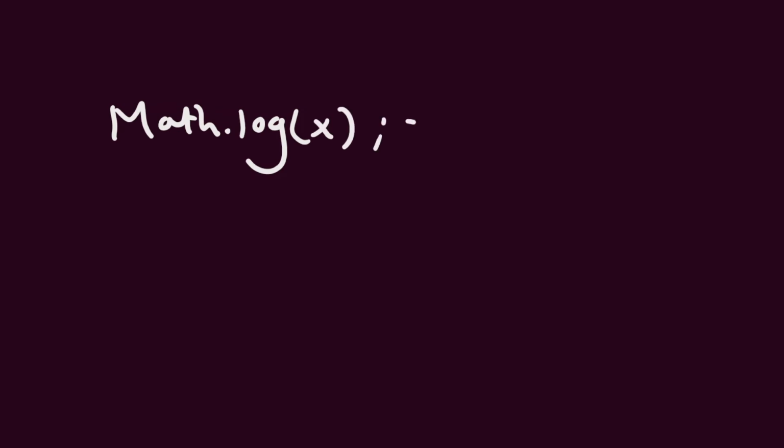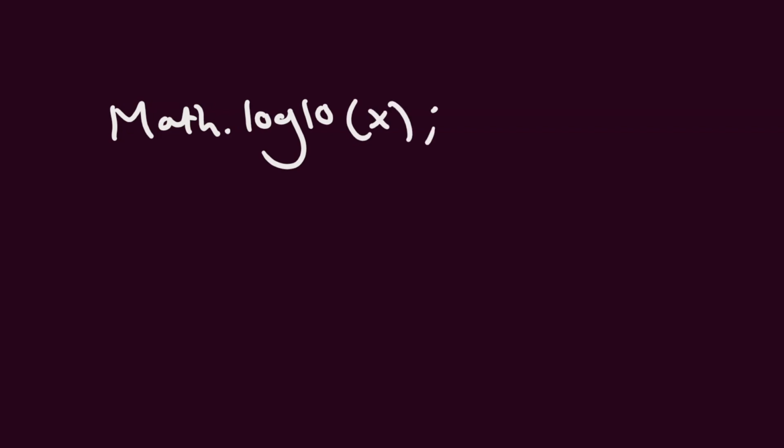Then the next one we've got is Math.log. This gives you the natural log of a value. So the natural log of x, it's going to display whatever value that's going to be equal to. The next one is Math.log10. This gives you the value of log with the base of 10. Okay.